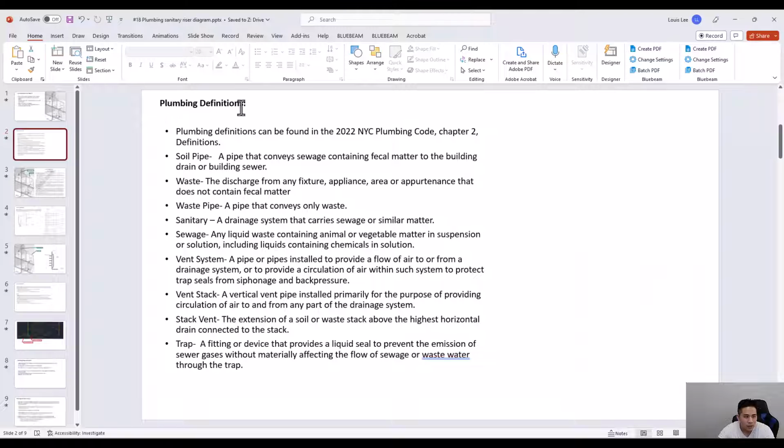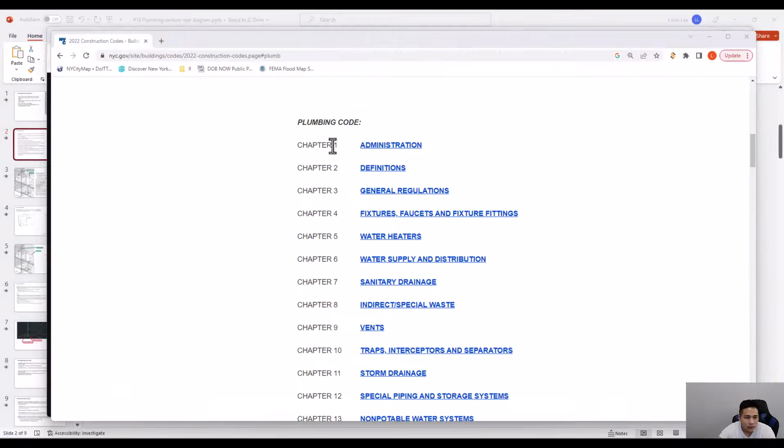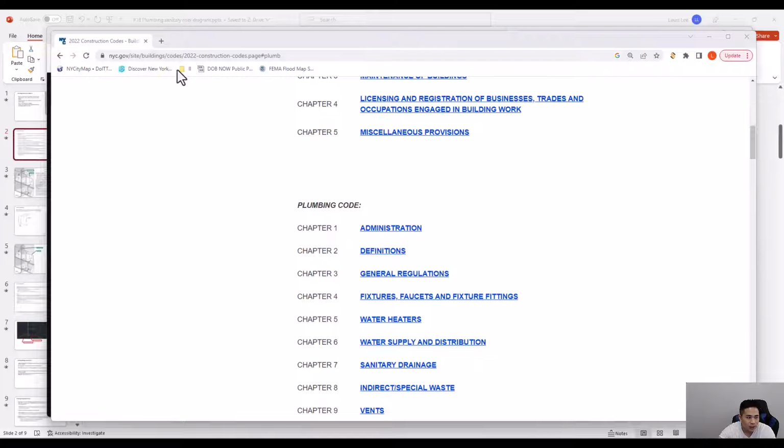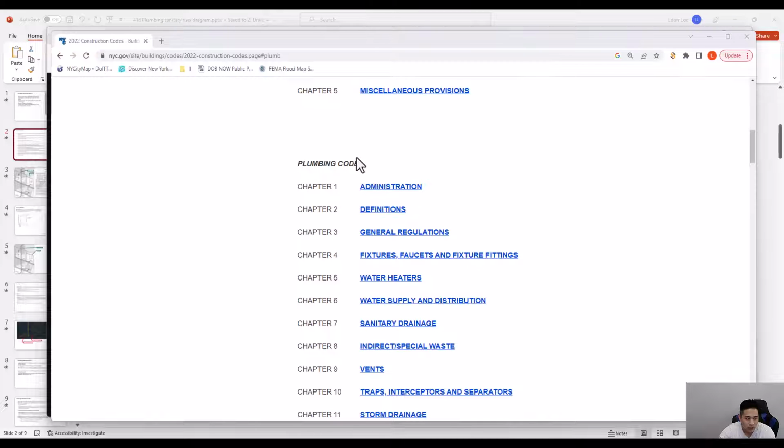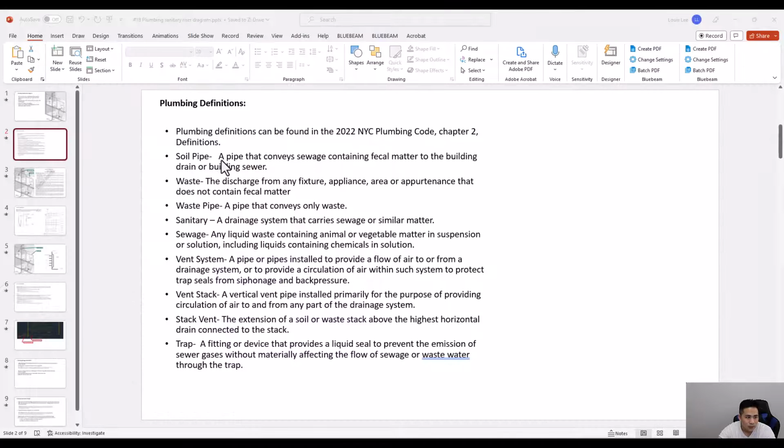Okay, so these are the plumbing definitions. Plumbing definitions can be found in the 2022 New York City Plumbing Code, Chapter 2, under definitions. And that could be found here. Just do a search for New York City Plumbing Code, and then once you get to this section here, it's Chapter 2 under definitions.